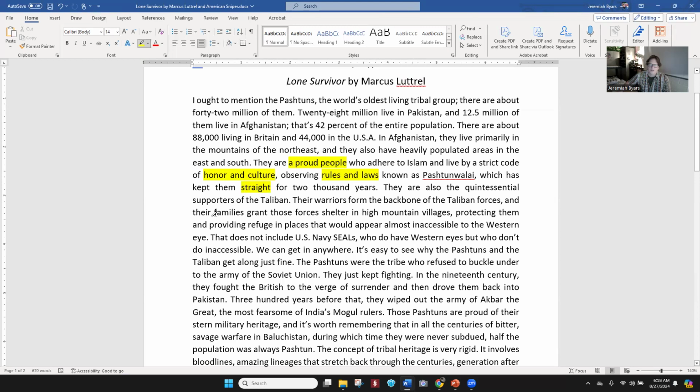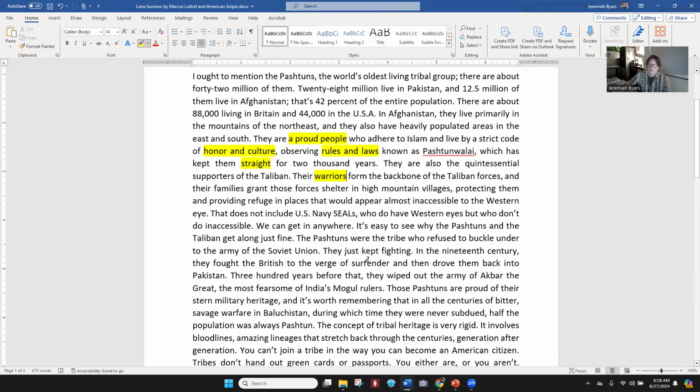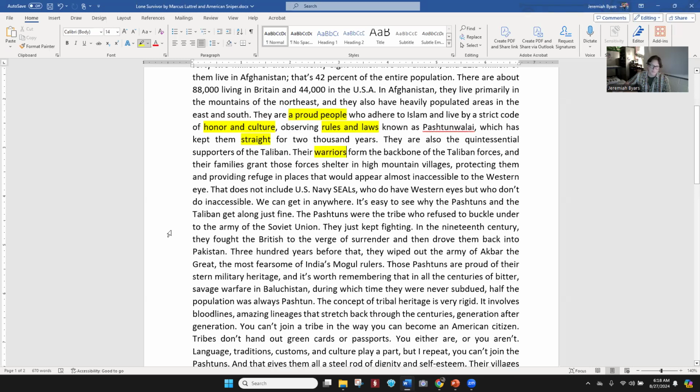They're also the quintessential supporters of the Taliban. Their warriors form the backbone of the Taliban forces, and their families grant those forces shelter in high mountain villages, protecting them and providing refuge in places that would appear almost inaccessible to the Western eye. Now, that does not include U.S. Navy SEALs, who do have Western eyes, but who don't do inaccessible. We can get in anywhere. It's easy to see why the Pashtuns and the Taliban get along just fine.